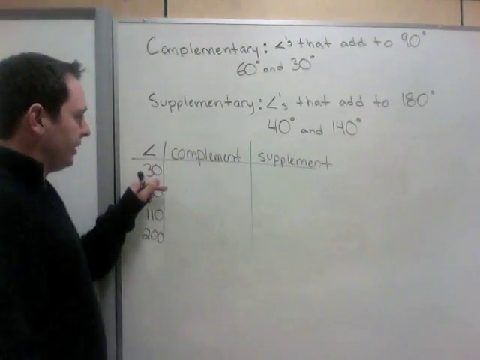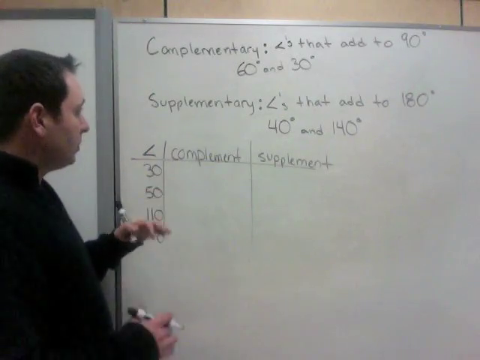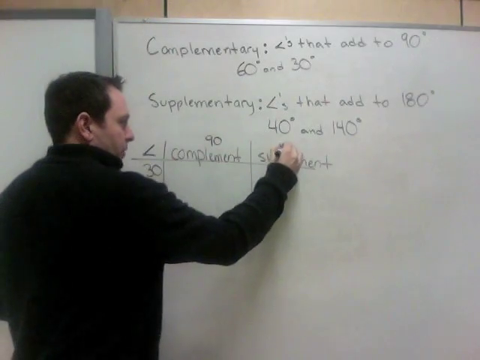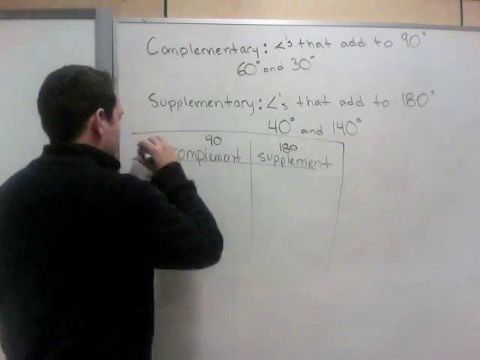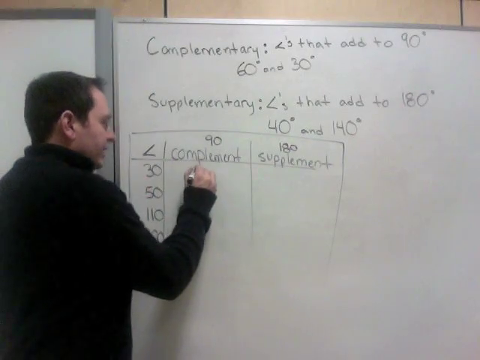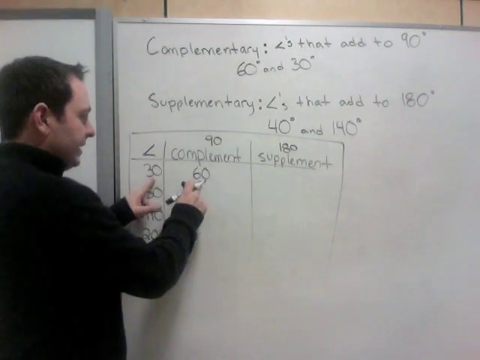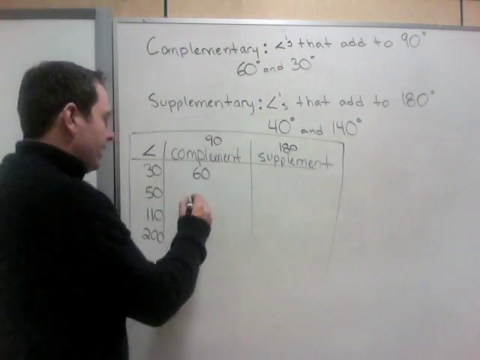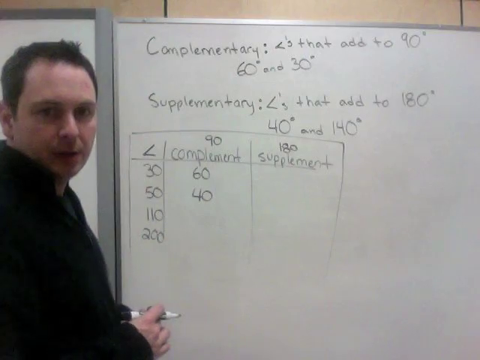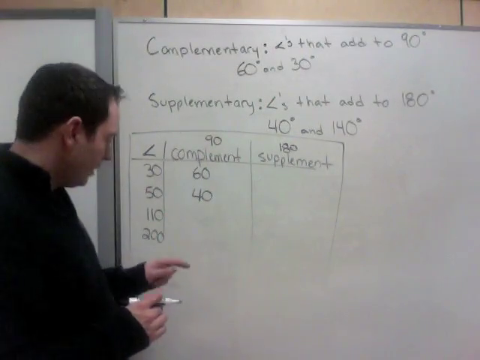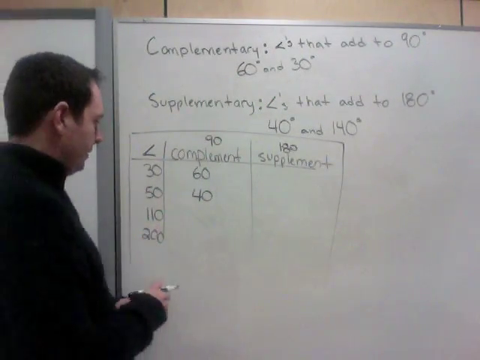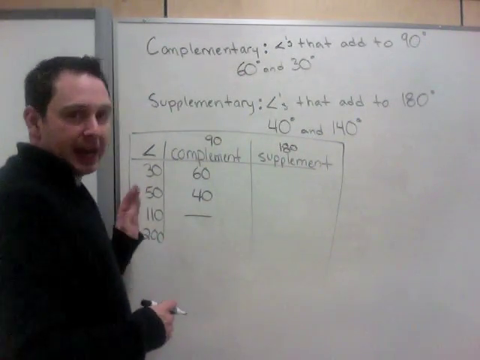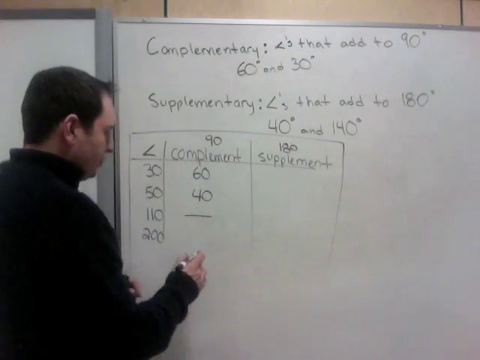So if my angle is 30, what is its complement? If they have to add to 90, complement again is 90, supplement's 180. So 90 minus 30 is 60. They add to 90, that means they're complements of each other. 50 and 40 are complements of each other, because together they add to 90. What's complementary to 110? Nothing. Because 110 is bigger than 90, there's nothing we can add to it to make it 90. Same with 200, too big.